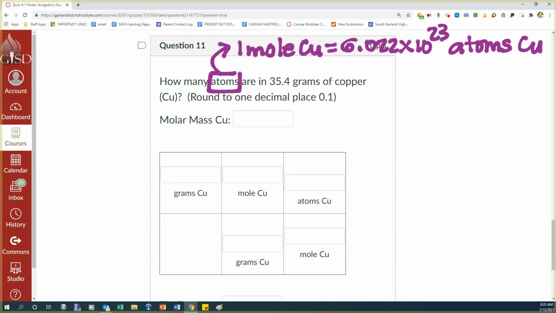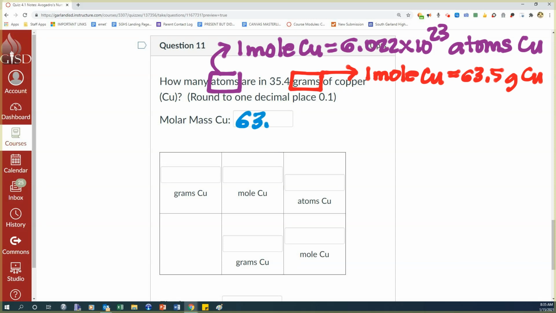Okay. In 35.4 grams. All right. I see another keyword, grams. Therefore, I need to do the 1 mole equals to grams. 1 mole of Cu is equal to the molar mass. What's Cu? How many grams is that? 63.5. So 63.5 grams of Cu. All right. Okay. So this is 63.5. Two conversion factors. Therefore, we're going to extend our 63.5.